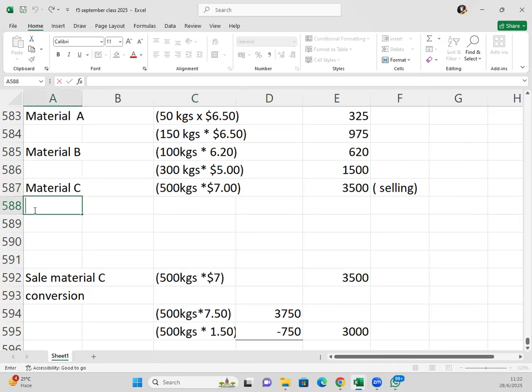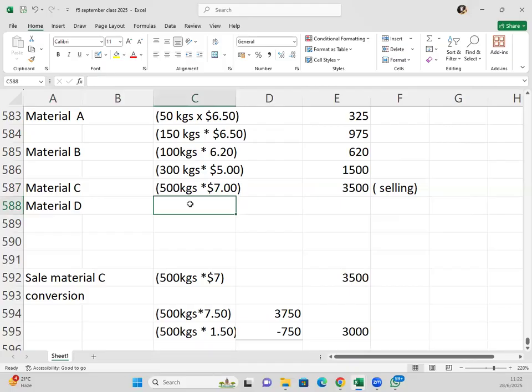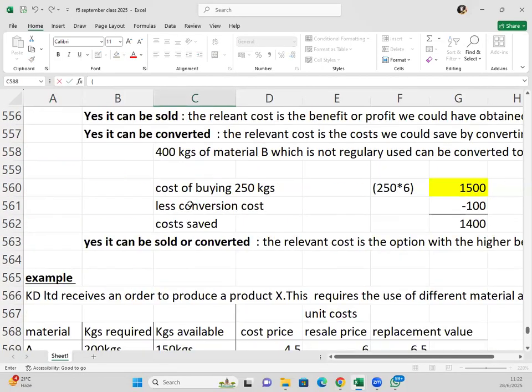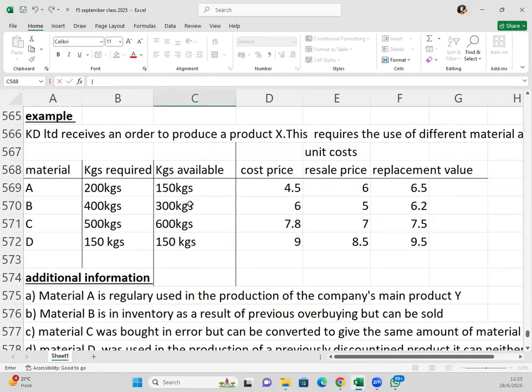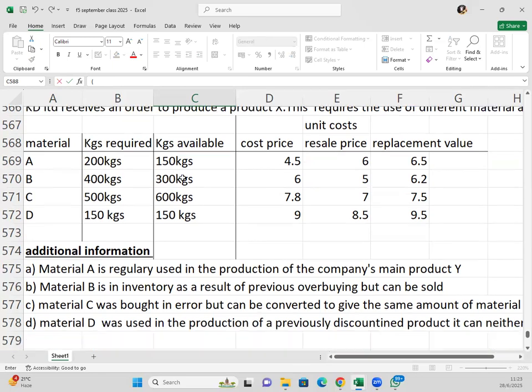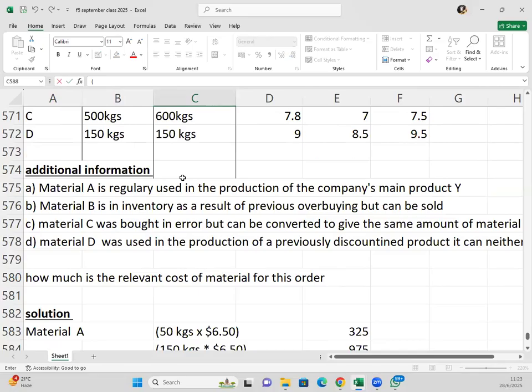Then lastly, material D. Because if it comes as a multiple choice question, they will maybe focus on one type of material, but here we have looked at the different cases. Material D, we need 150 kgs and we have 150 kgs. So the material that we need is equal to what we have. Do we have it in inventory? Yes. Is it regularly used? It was used in production for a previously discontinued product, so it's no longer in regular use. The product has been discontinued. So is it regularly used? No. Then third question, can it be sold or converted? The question stated that it can.